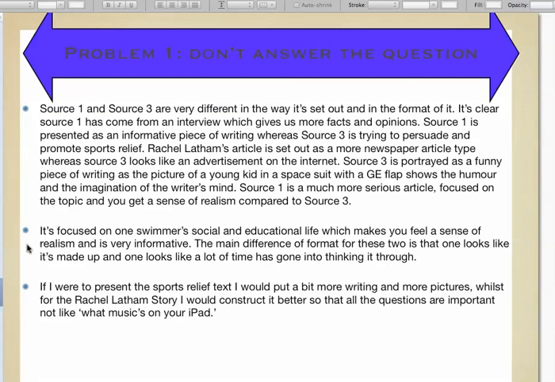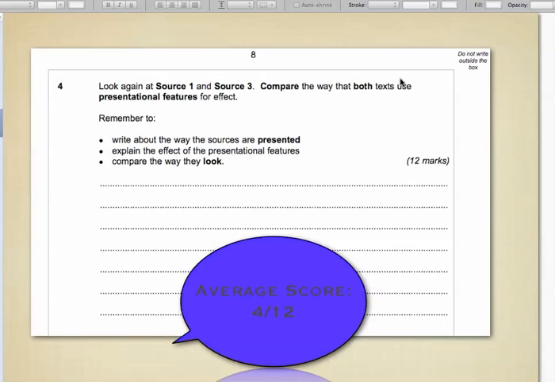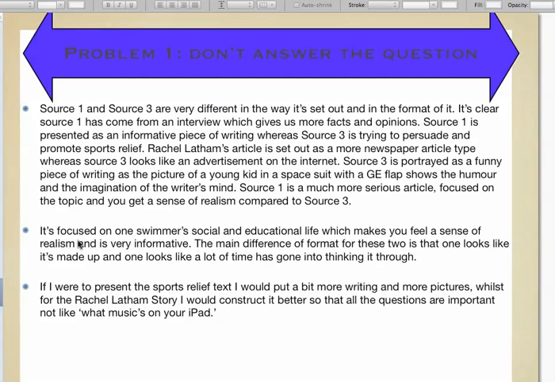Okay, well this is your classic case of a student not answering the question. Remember the question is this one here, compare the way both texts use presentational features for effect. There's some good stuff in here. One of the strengths, I suppose, is that it's quite comparative all the way through. They're very different. Source 1 is doing this, whereas source 3 is doing something else.